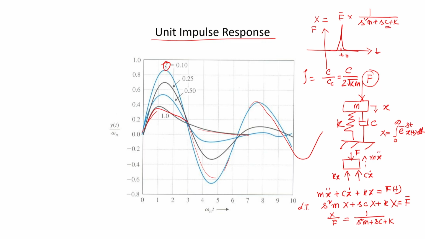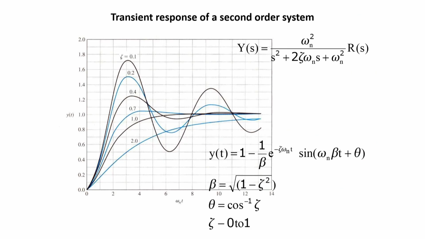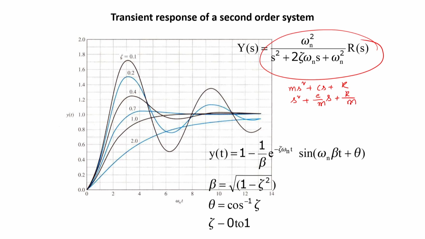Now, this is an impulse response. Then what would be the typical transient response of a second order system? This is the way we can write the second order system. Basically, here we have done a little bit of further modification of that equation, because if you remember, our earlier equation was m s square plus c s plus k, but now we have divided it by m all throughout. So, s square plus c by m s plus k by m is the denominator, and the same thing we have done on the top also.